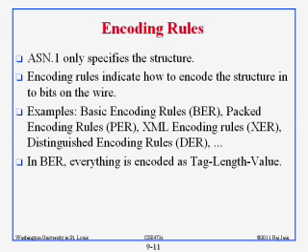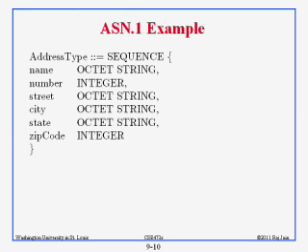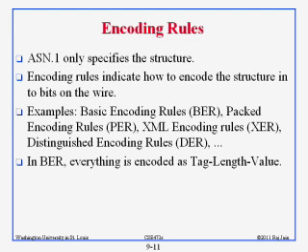So now you need how to put this together. So how to say this thing, and so for that you need encoding rules. ASN.1 only specifies the structure, but then you need how to encode this structure to the bits on the wire, and there are many encoding rules: basic encoding rules, XML encoding rules, distinguished encoding rules. BER is what we will talk about, but I think the two most common are BER and XML. BER is basic encoding rule, and everything is encoded as a tag, length, and value, TLV.